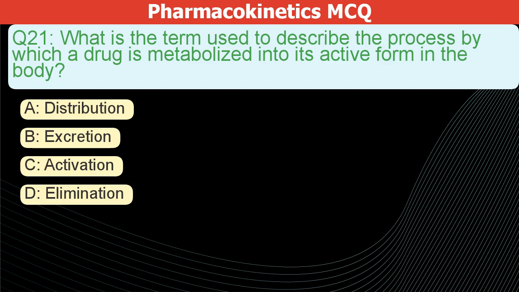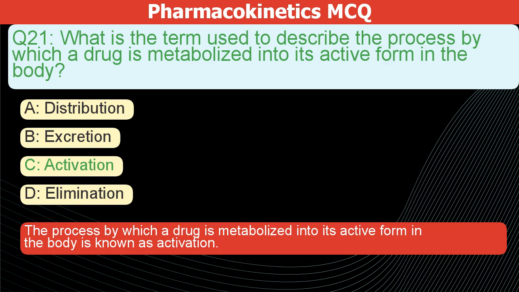What is the term used to describe how a drug becomes active in the body? A. Distribution. B. Excretion. C. Activation. D. Elimination. The correct answer is C. The process by which a drug is metabolized into its active form in the body is known as activation.